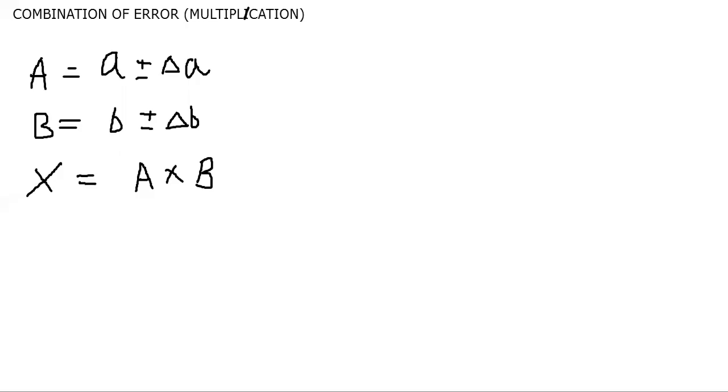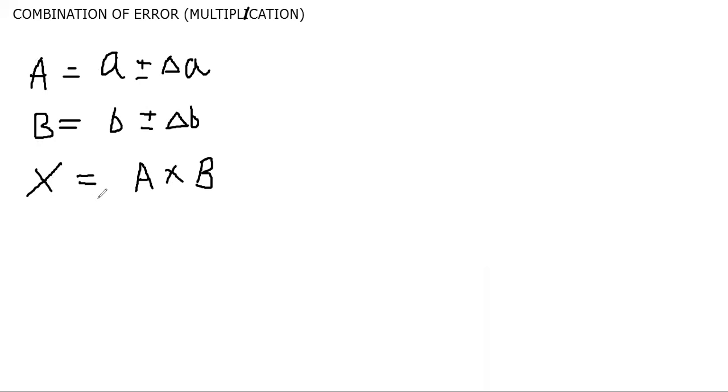So in this video, we are going to understand the combination of errors while doing multiplication. We have done addition, we have done subtraction, and now multiplication. For the multiplication part, I am taking the same quantities again. That is, A is equal to A plus minus delta A, B is equal to B plus minus delta B, and let X be equal to A multiplied by B.